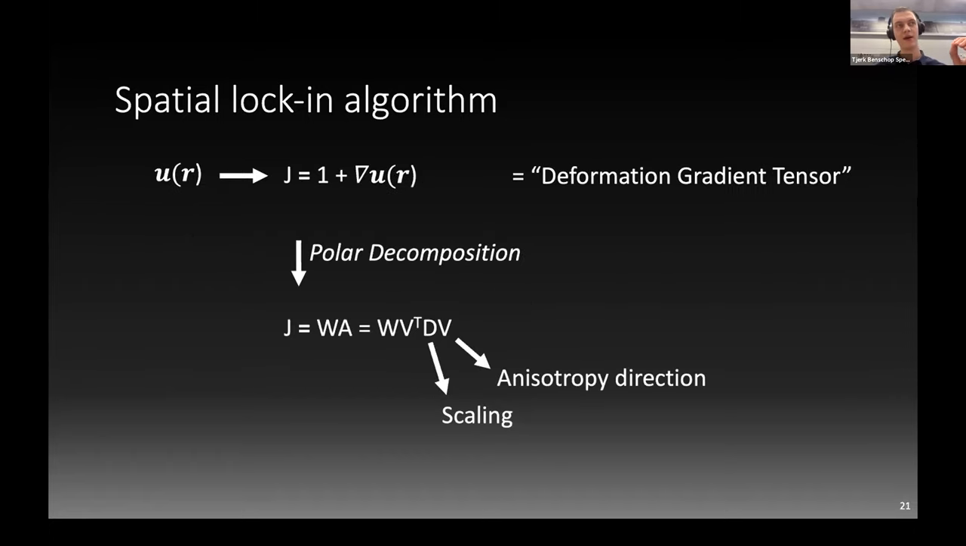But then it turns out that it's actually more useful not to look at the local displacement field, but to look at something which is known in continuum mechanics as the deformation gradient tensor. This is nothing more than the gradient of this local displacement field. Why is this useful? Well, this transformation literally tells you how an infinitesimal triangle in your ideal case transforms to your measured case or vice versa.